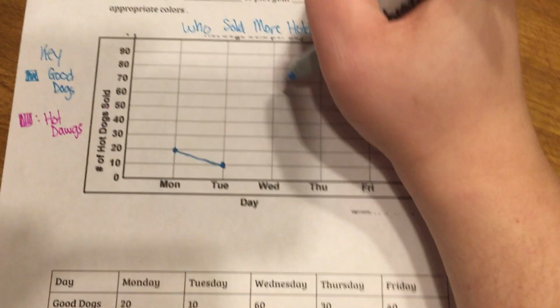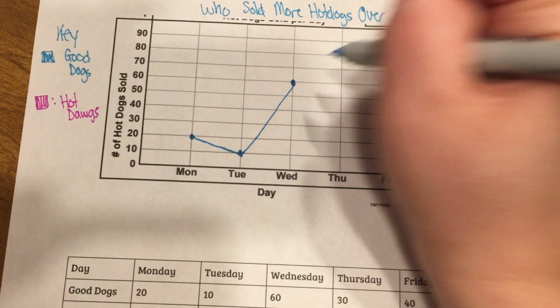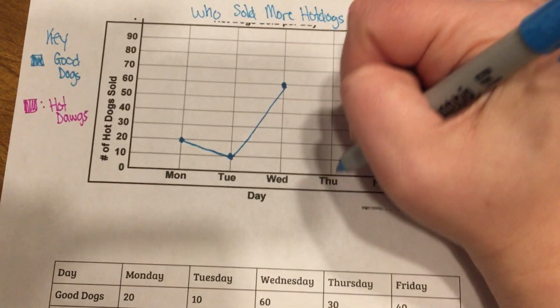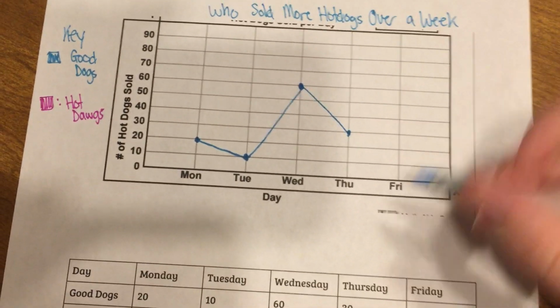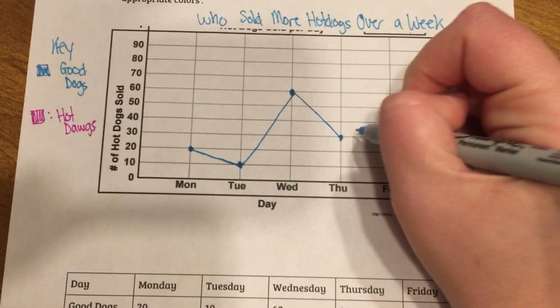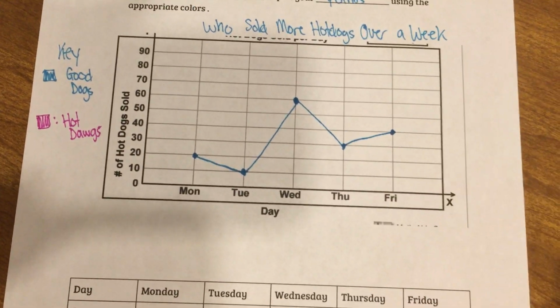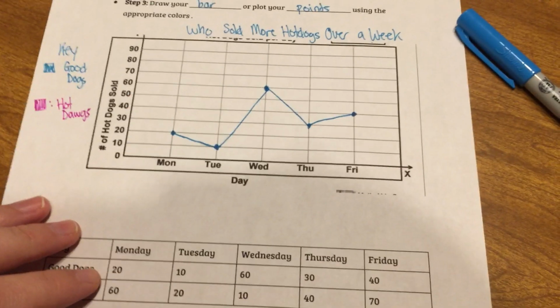Wednesday, he sold 60, so people are hungry for some hot dogs Wednesday. Plot that point. Thursday, he sold 30. Plot. And Friday, he sold 40. That was also really nice, and those are all numbers that fall on a line. That's not always the case.